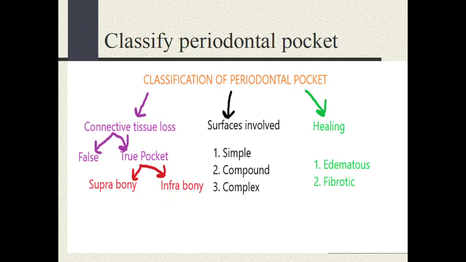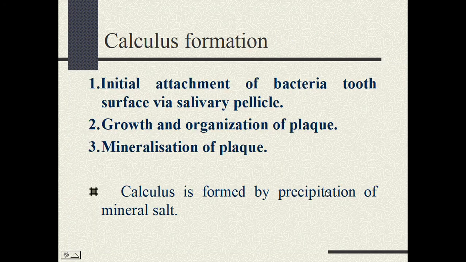Classification of periodontal pocket. I have made this flowchart because it is very easy to remember, and I have tried to include all the points of classification. First of all, connective tissue loss is there. On the basis of it, false and true pocket, and true pocket is further divided into supra-bony and intra-bony. On the basis of surfaces involved: simple, compound and complex. On the basis of healing: edematous and fibrotic.